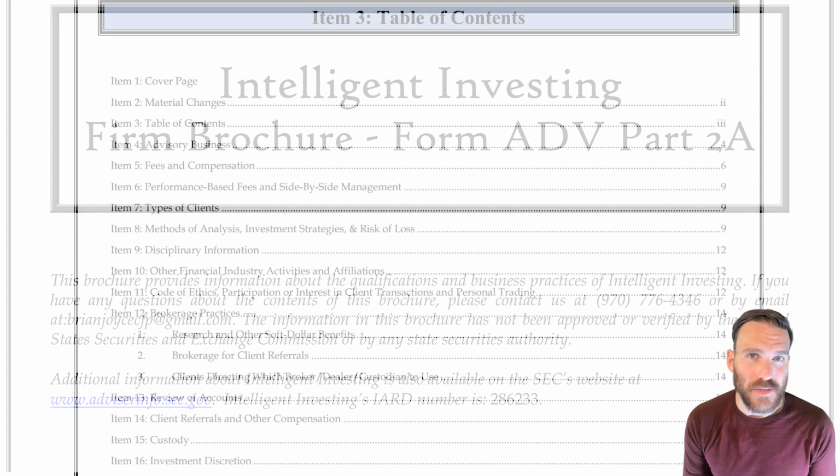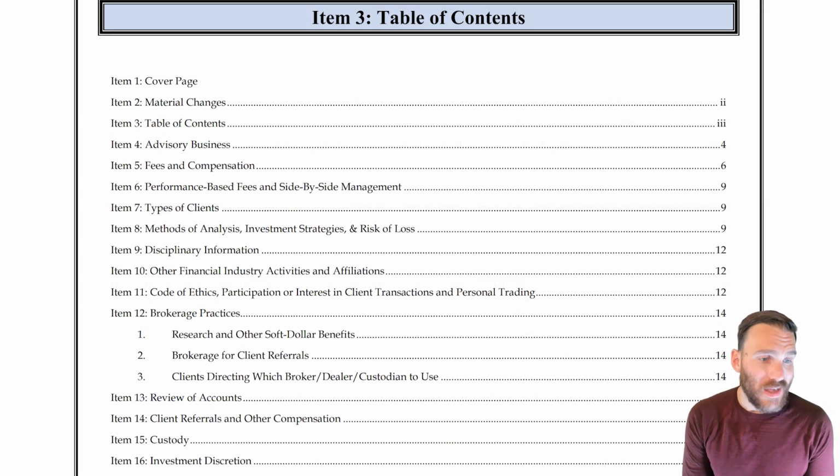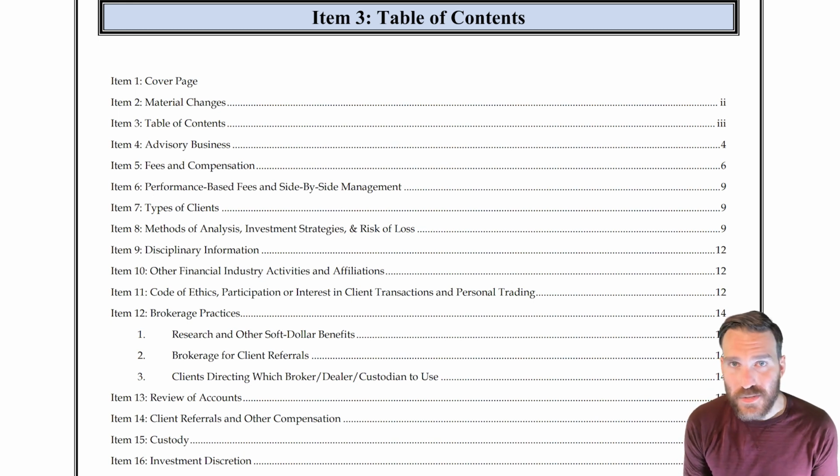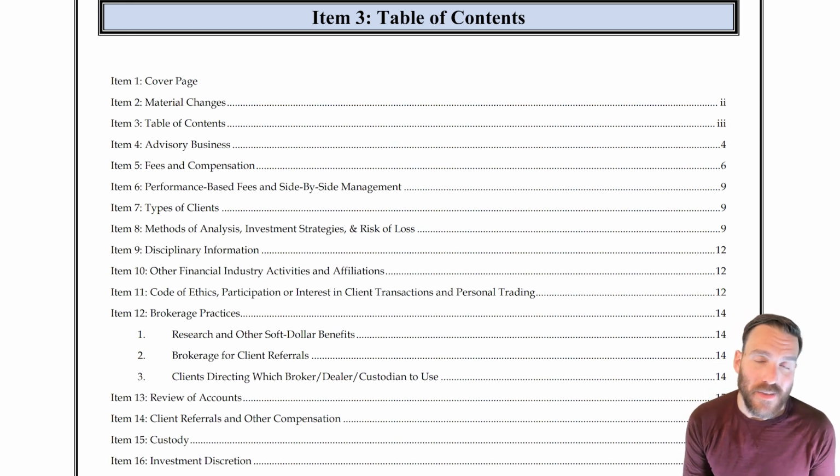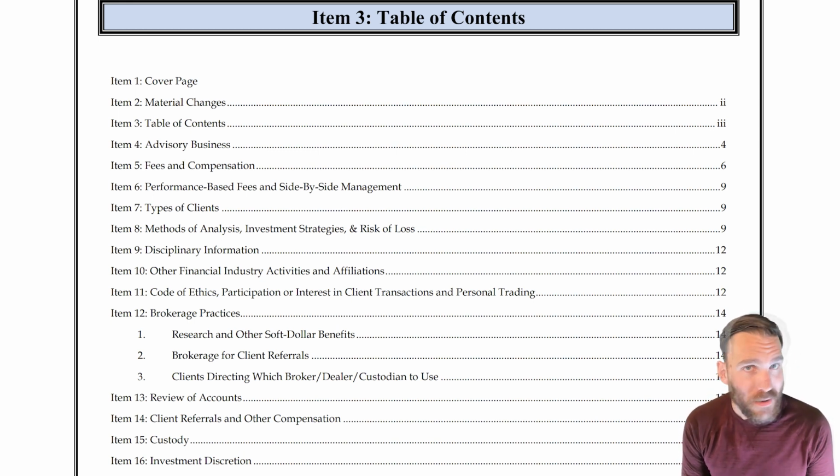Let's take a look first at the table of contents. There's a lot of stuff here. The first page is just a cover page. The second page was material changes, and there was actually nothing there, which just means that from the time this brochure was created to now, there haven't been any big monumental changes to the business. So it sounds like the guy who runs this kind of does the same thing every single year, and that tends to be the case with most smaller advisors.